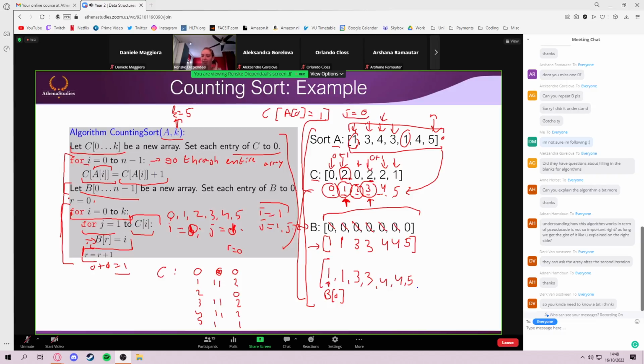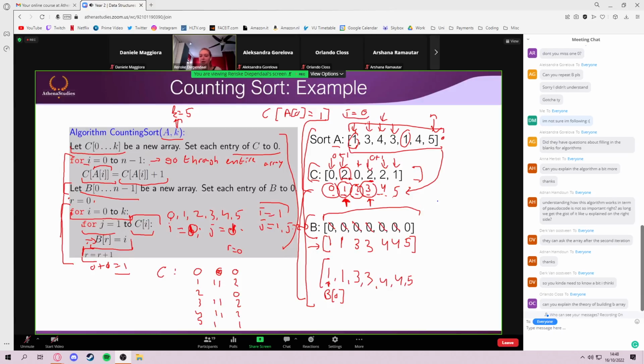Well, someone says they can ask the array after the second iteration. Yeah, fair. So you do need to know a bit, but if you know how to build it up, like you know the plus ones in the C array, and then how you build this B array, then I think you know enough. Okay, is anybody unclear on how you should create this C array and the B array?